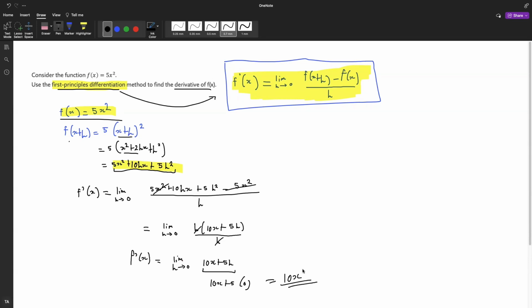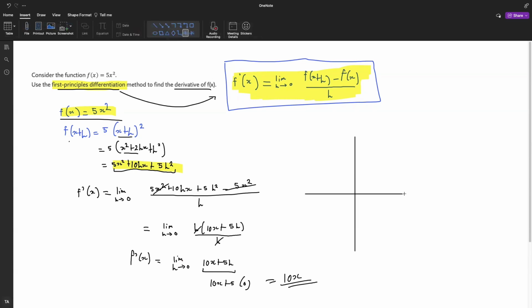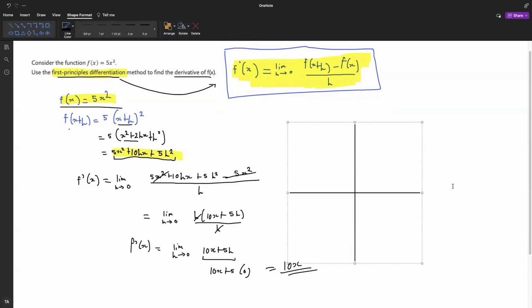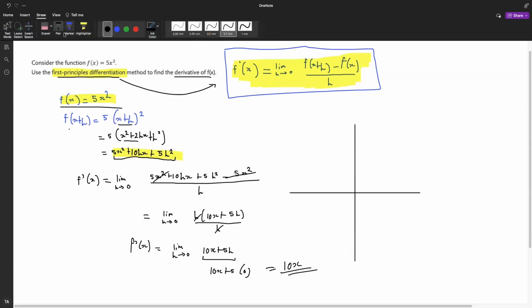And depending on what value of x we're at, so if I just draw up a graph, let's get a graph in. Right? And the graph of 5x squared looks something like this. Obviously not drawn to scale here, but it looks something like that. So depending on which value of x we're at, this gradient is going to have different values, right? So for example, if x equals 1, if you draw a line through there, the gradient at this point is 10.